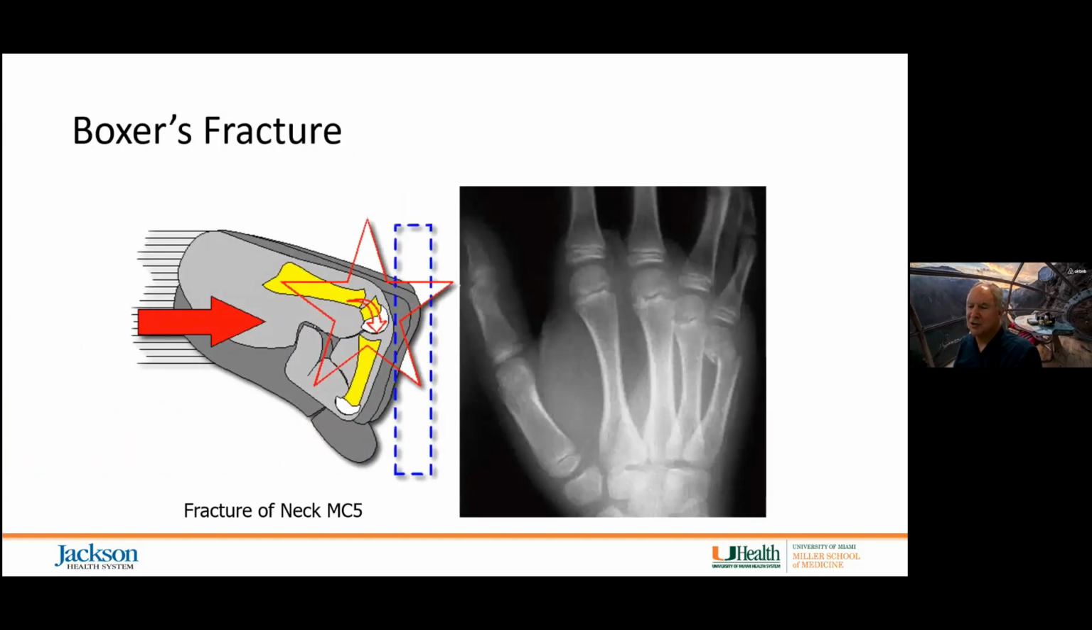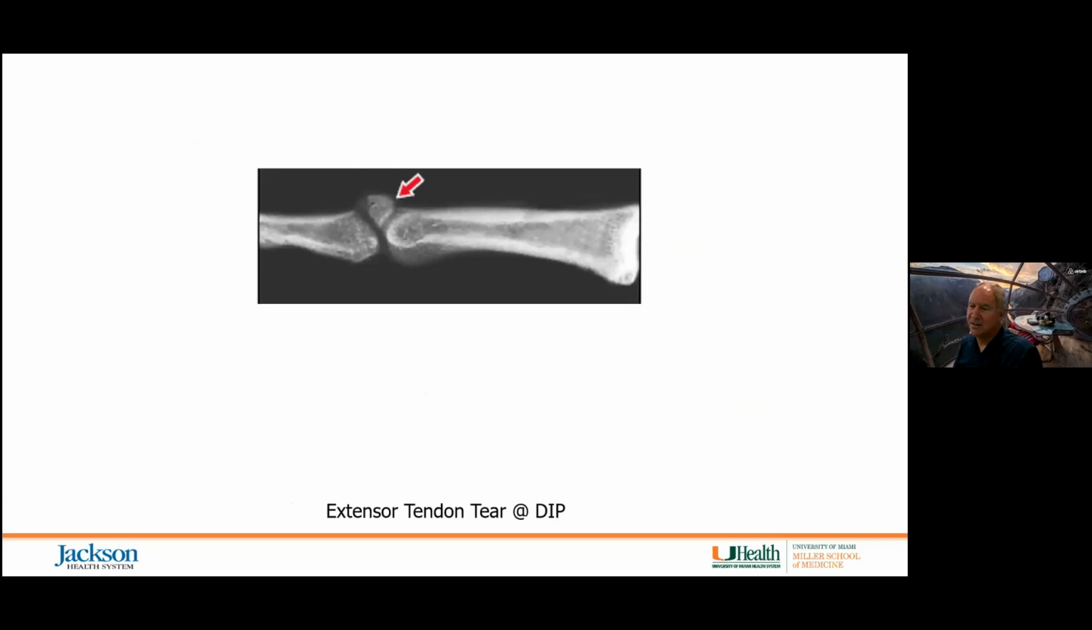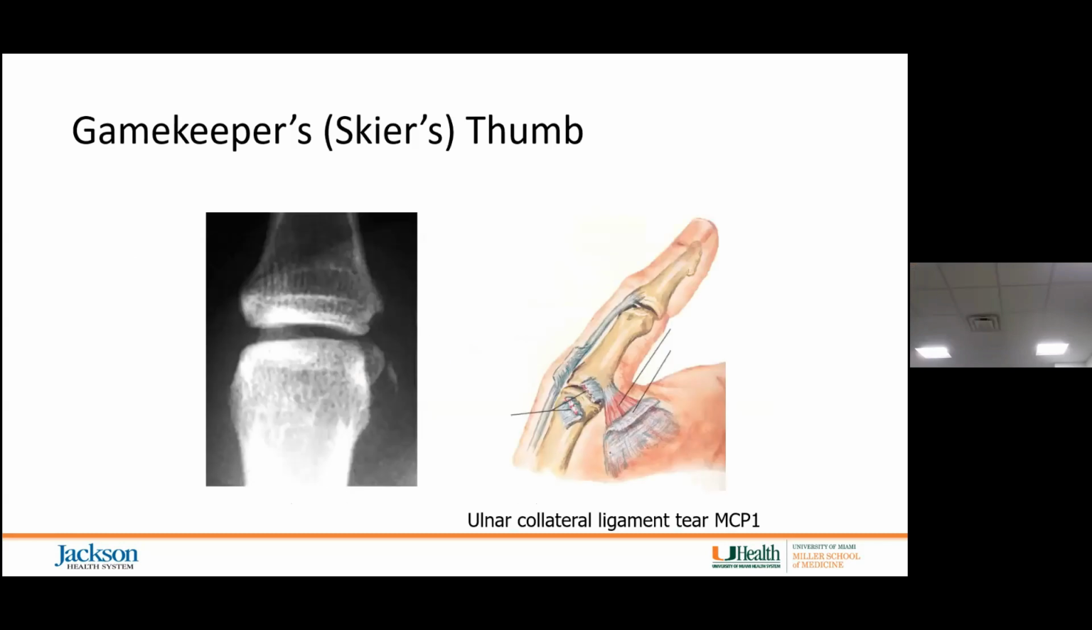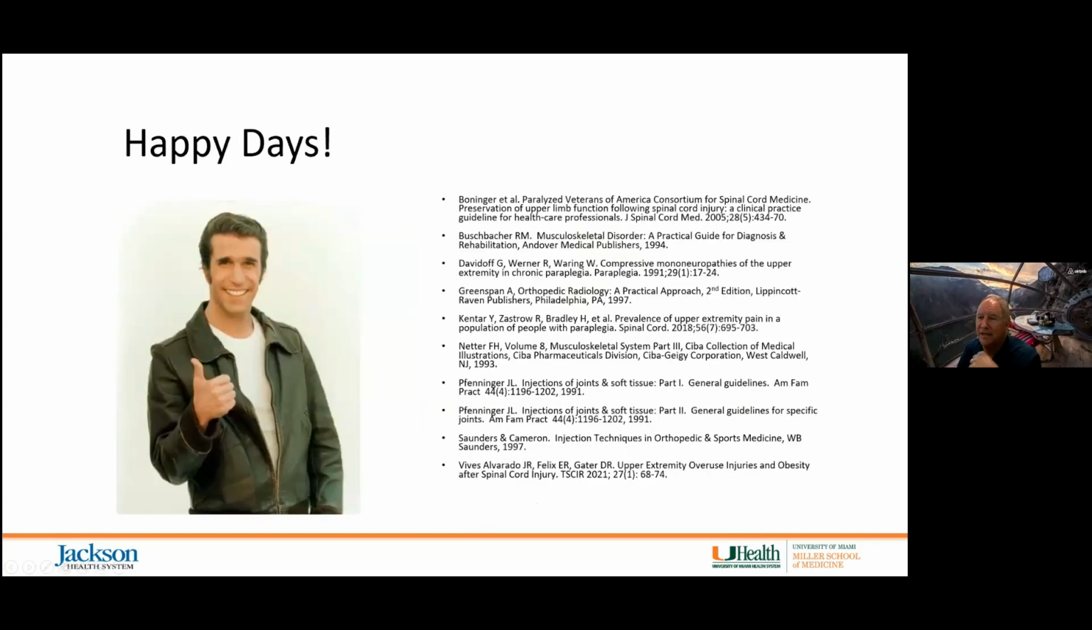This is the boxer's fracture. And this is a little avulsion fracture there called the mallet finger. Okay, as you're going through these. Gamekeeper's, now, not many people are killing rabbits this way anymore. That's usually how these were found before. Now we see it as skier's thumb. And so you get this ulnar collateral ligament tear. And we try to prevent these and get back to happy days, which some of you may have heard of and many of you maybe not. I'm getting a little older as this goes through.